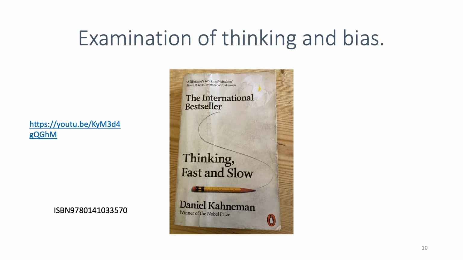The other book that I think is really important is actually from the Nobel Prize winner, Daniel Kahneman. And this is a description of how the mind actually works. It's called Thinking, Fast and Slow. And it really deals with biases. There's a YouTube video highlighted here where he gives examples from the book.